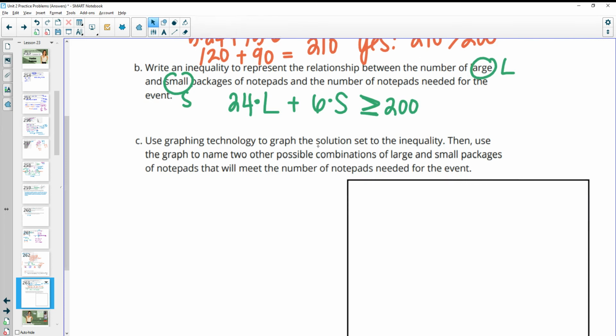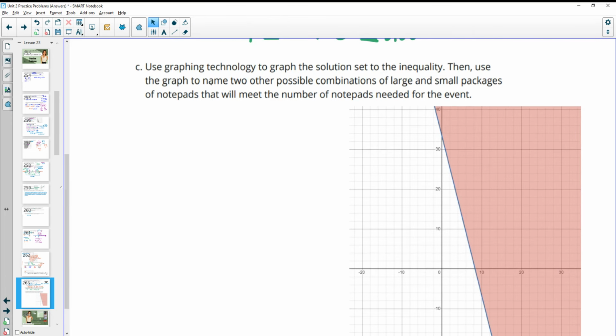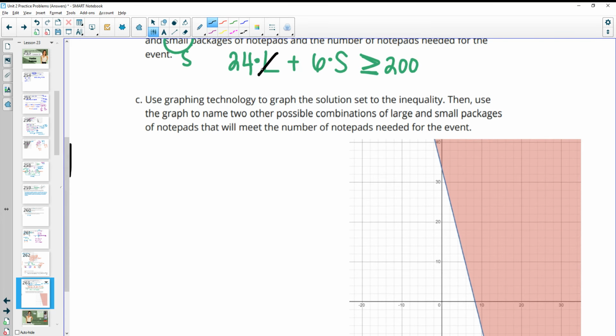Then it says use graphing technology to graph a solution set. So I just graphed this on Desmos so we can take a look at it. Then use the graph to name two other possible combinations of large and small packages. And one thing I should note if you're graphing this in Desmos is just change the X to an L and the S to a Y so that you can actually get an equation there.